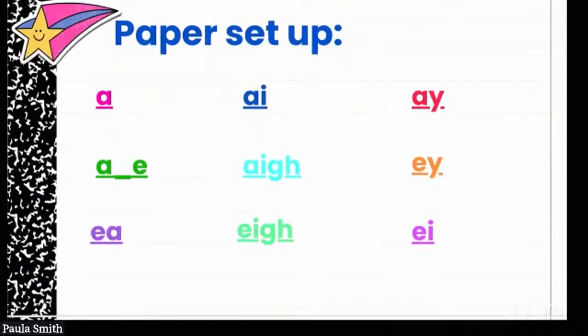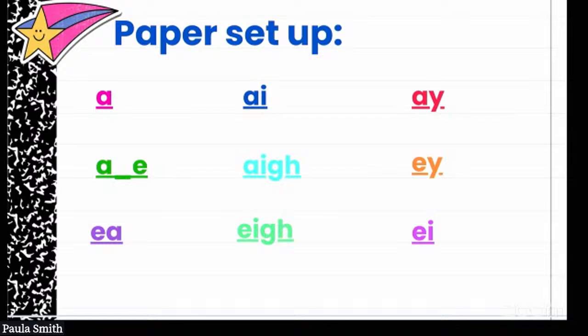9 different ways to spell long A. Here they are. Now, you probably notice that some of these spellings of long A don't even have the letter A in them. They have EIGH and EI and EY. It is possible to have a long A sound without an A. So that's usually the first thing that surprises kids: they look at some of those and think, well, that can't be long A. But absolutely it can.